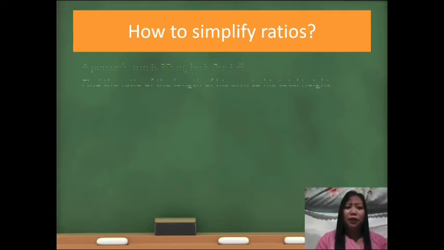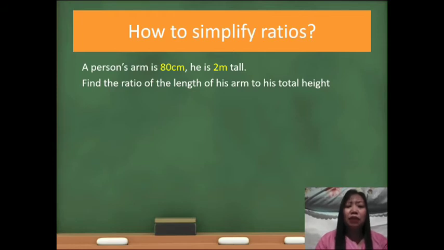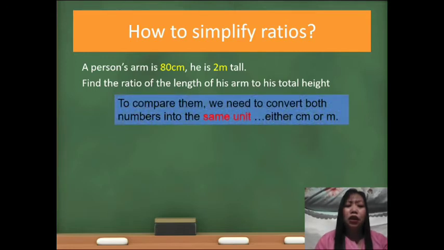Another example. A person's arm is 80 centimeters. He is 2 meters tall. Find the ratio of the length of his arm to his total height. To compare them, we need to convert both numbers into the same unit, either centimeter or meter.